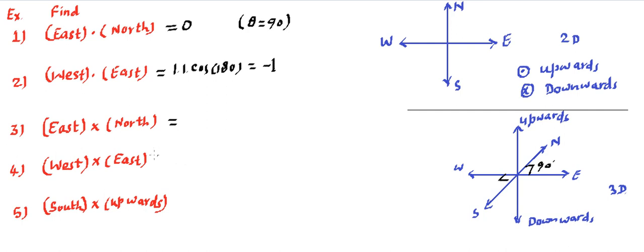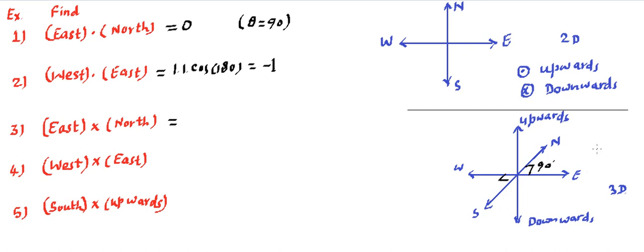Moreover, to find the correct direction, we use the right-hand rule. So we place our fingers pointing in the direction of east and curl them naturally towards north. So if you place the fingers of your right hand in the direction of east and curl toward the north, then the thumb will be in the upward direction.